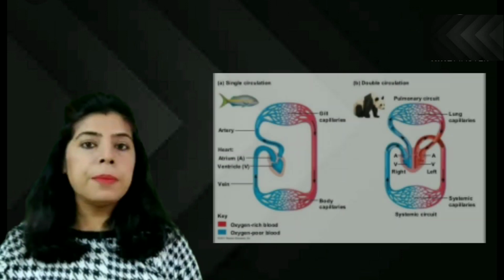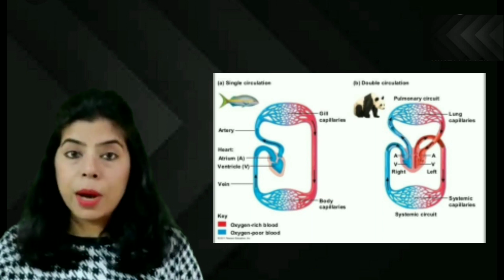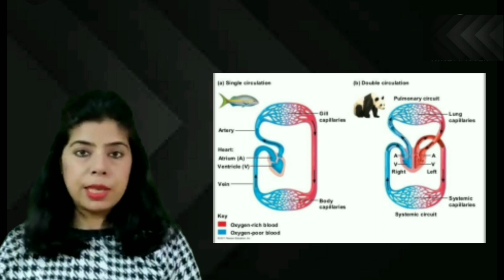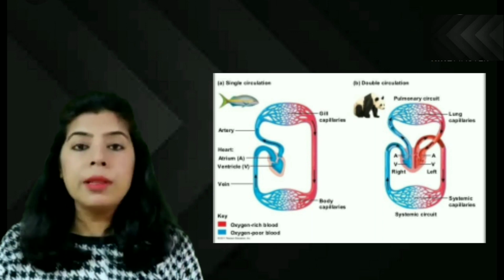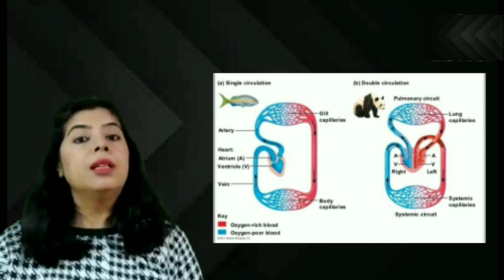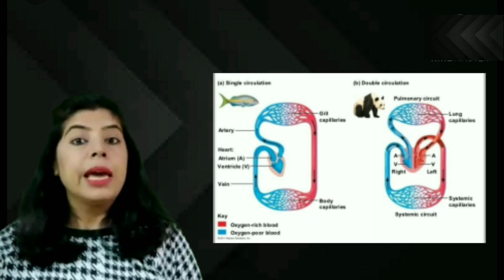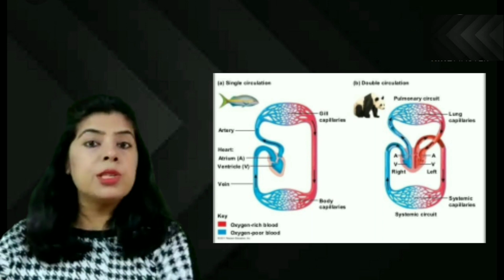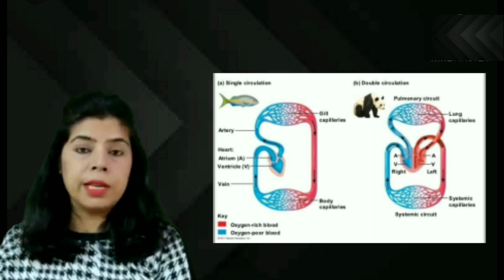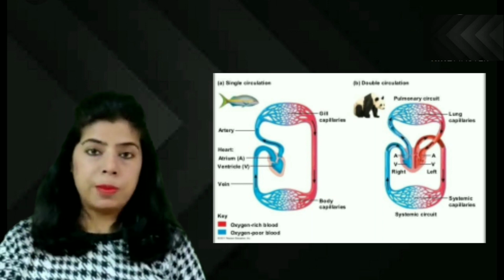Single circulation, what happens? The blood passes only once, but here the blood passes twice. In fishes, only the systemic circulation is taking place. Pulmonary circulation is not there because they do not have the lungs. But in double circulation, both pulmonary and systemic circulation are taking place. In case of double circulation, there is no mixing of oxygen and carbon dioxide containing blood. No mixing of blood takes place. Whereas in case of fishes, the mixing of the blood takes place, okay?